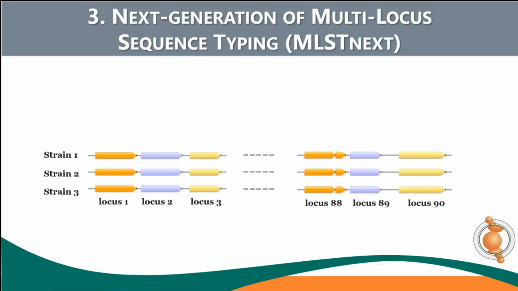But does that mean MLST just cannot be used for genotyping and pathogen tracking in the food industry? Well, the answer is no. Here, I want to introduce an innovative version of MLST, the next generation of multilocus sequence typing technology, or we call MLSTNEXT. This technology is powered by us, MTech, and we'll explain how we can apply this technology to genotyping and pathogen tracking.